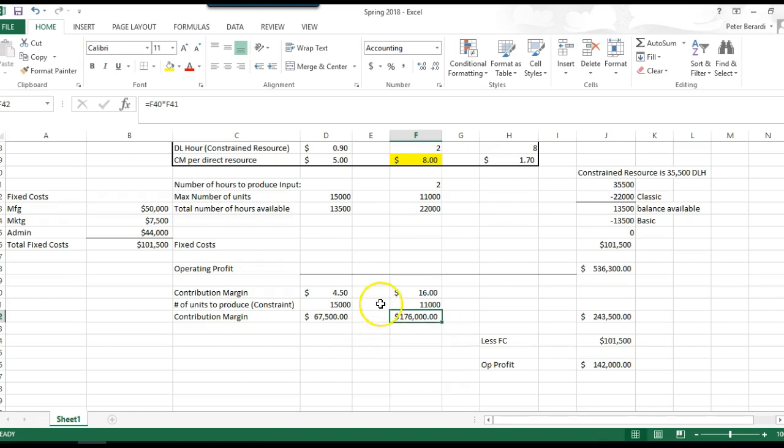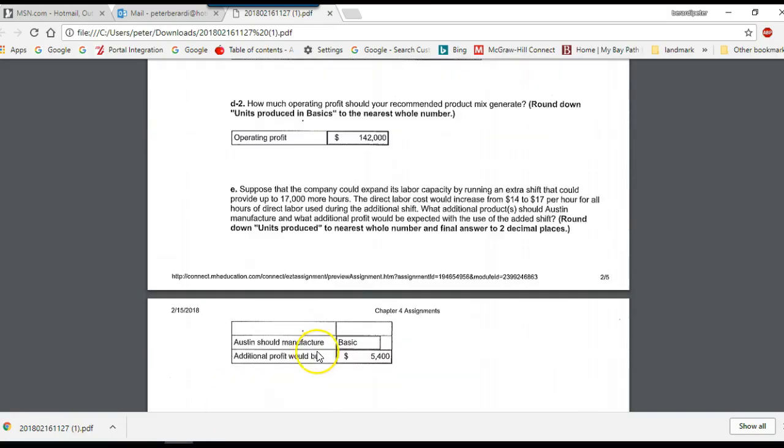Part E says, suppose a company would expand its labor capacity by 17,000 more hours. So instead of 35,500, we add another 17,000. That gives us 52,500 to work with. However, the direct labor cost would increase from $14 to $17 per hour for all hours of direct labor. What additional products should Austin manufacture?